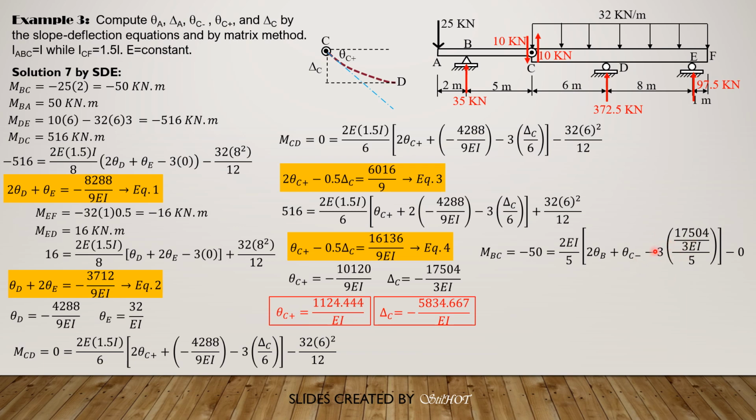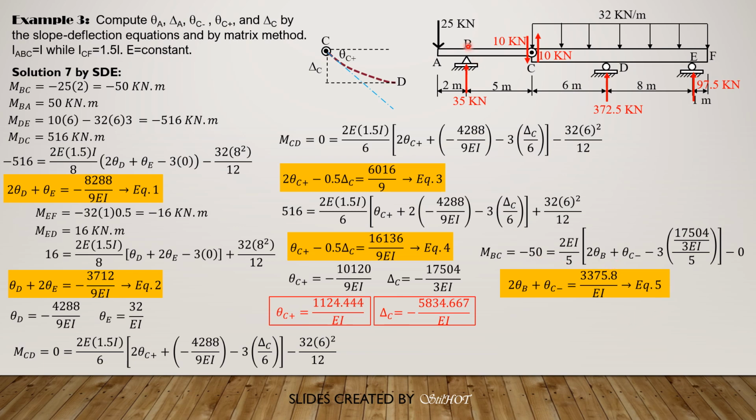So that's treated positive in slope deflection equation. So minus 3 times positive, because that's positive direction. So the rotation is clockwise. So 3 times 17,504 over EI divided by L, which is 5. Then because there's no load in between B and C, so the fixed moment is 0. So simplifying that equation, 2 theta B plus theta C just to the left equals 3375.8 over EI, equation 5.